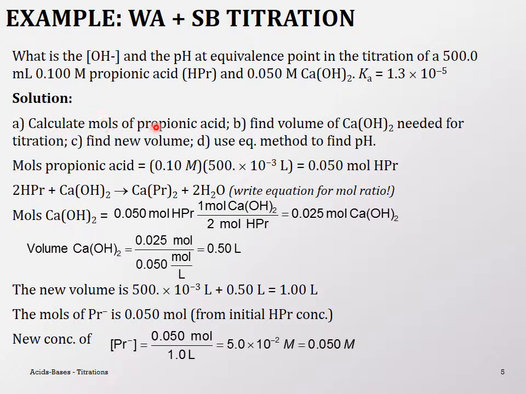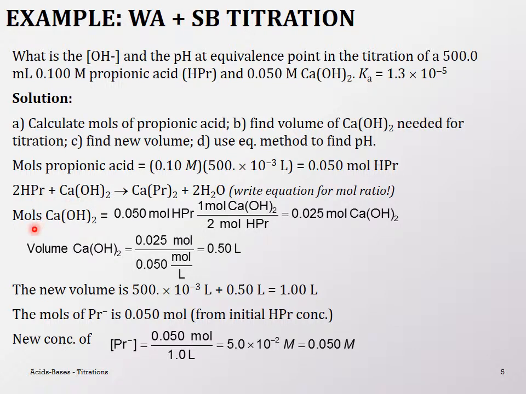The first thing: calculate the moles of propionic acid. Not hard to do, piece of cake. Molarity times the liters gives us the moles of propionic acid, which is 0.05 moles. Then you write the equation, and again, I stress you have to write the equation so you get the mole ratio, unless you already know from the structures that the mole ratio is 1:1. Otherwise I would highly recommend that you write the equation out. Once you write this out, you know that calcium hydroxide is giving 2 hydroxides, so you need 2 moles of the propionic acid to neutralize that.